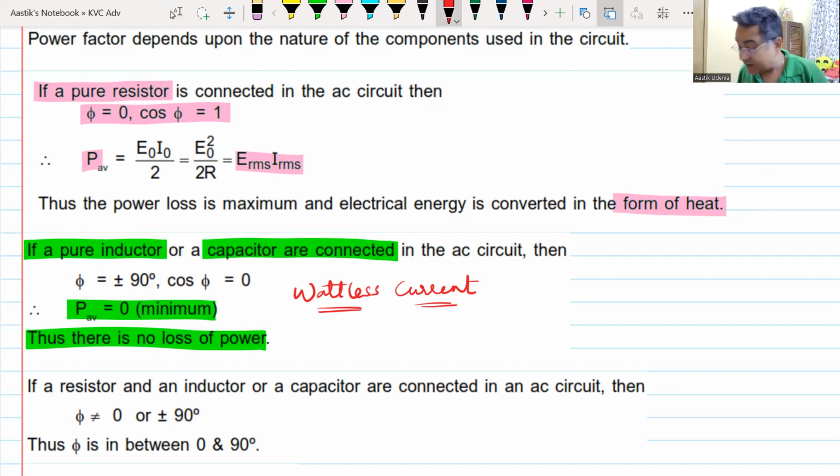Where does the power go? We will see this. If it is a combination of resistor and inductor, or resistor and capacitor, or resistor, capacitor, inductor, the angle is not 0 or 90. The angle is somewhere in between 0 and 90, and that is why we use that formula. Do we understand this? Yes, sir. I'll give you 2 minutes to note this down.